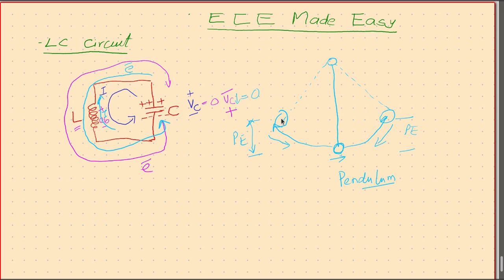And when it reaches here, velocity becomes zero, but it has gained potential energy, and potential energy will not allow it to stop here. It will continue to move. When it comes here, we have maximum kinetic energy. So there is exchange of kinetic energy into potential energy into kinetic energy, and this process continues on and on and on. And this makes the pendulum oscillate again and again and again. And that's the best analogy I can talk about this.